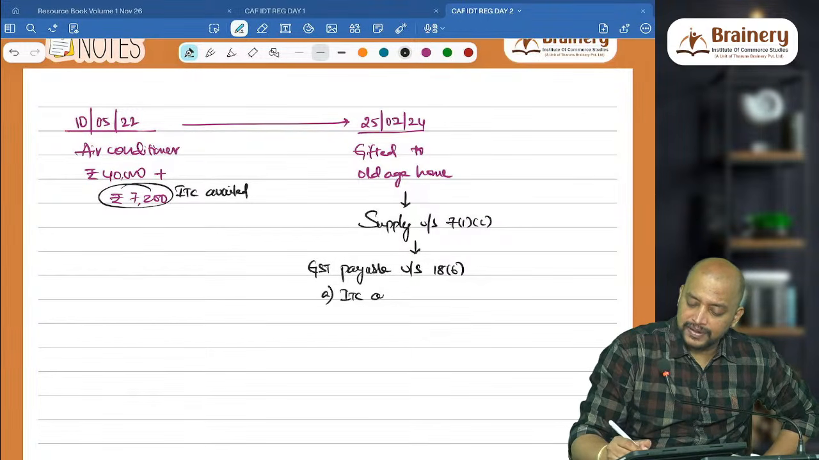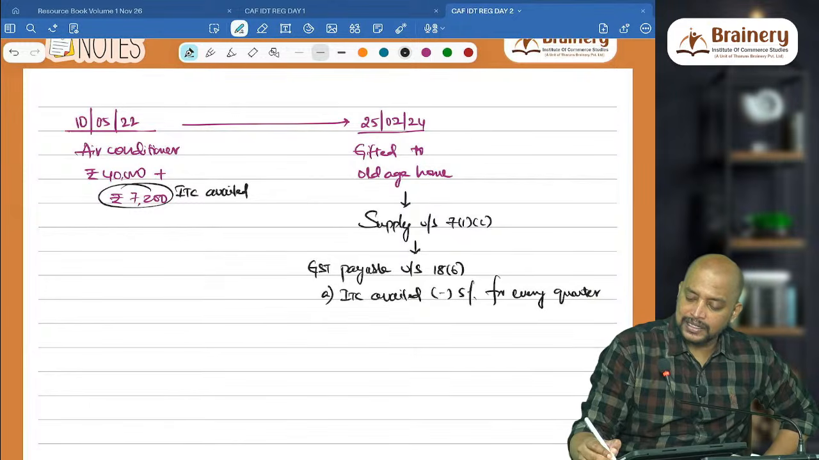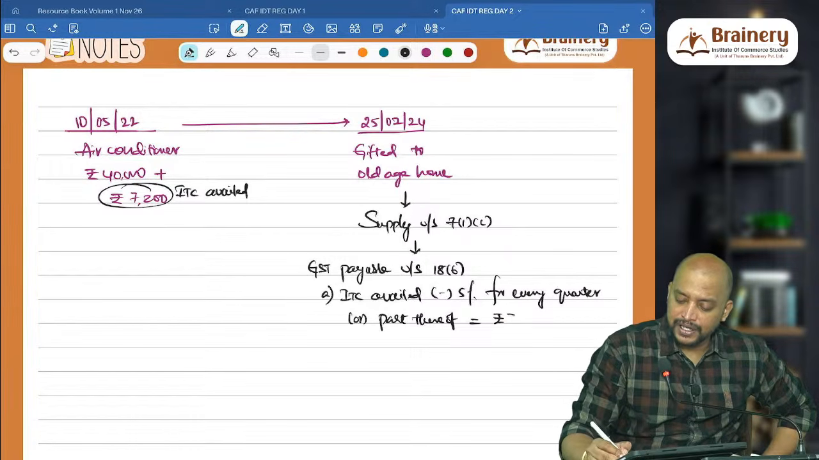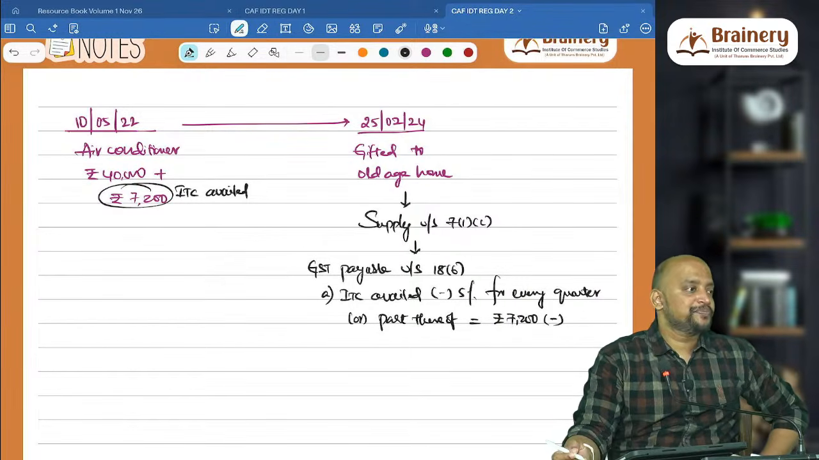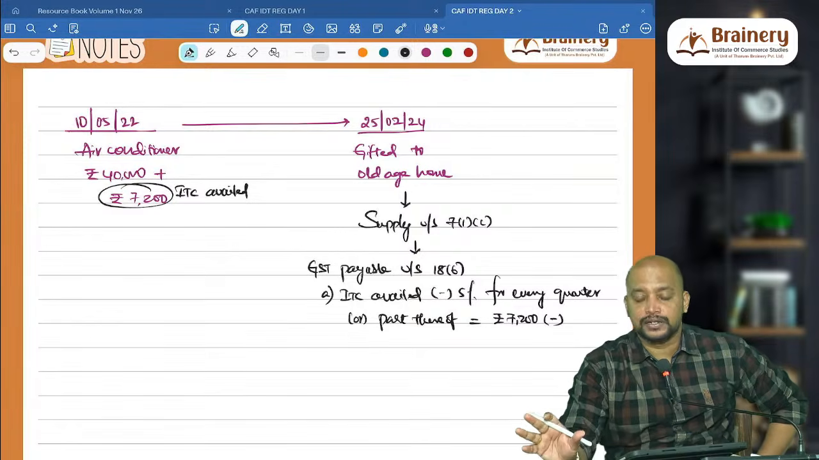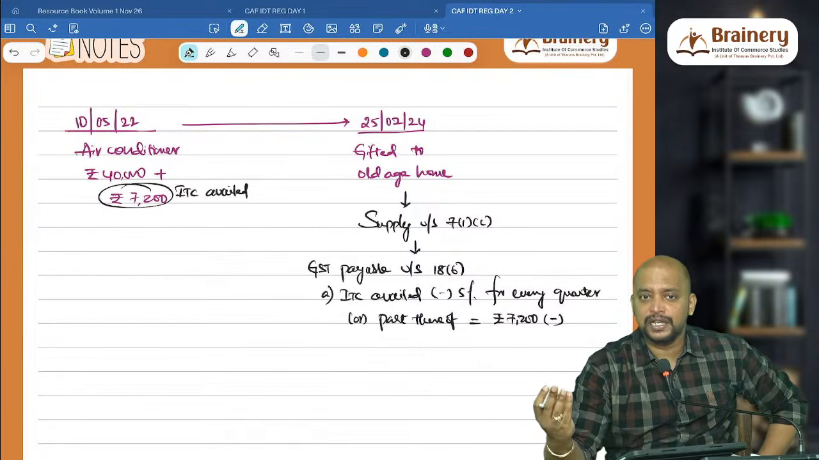ITC availed minus 5% for every quarter or part thereof. Every quarter or part thereof. What is the ITC availed? 7,200 minus how many quarters? Part thereof also. You need to take calendar quarter. So May 2022 means you count April, May, June.